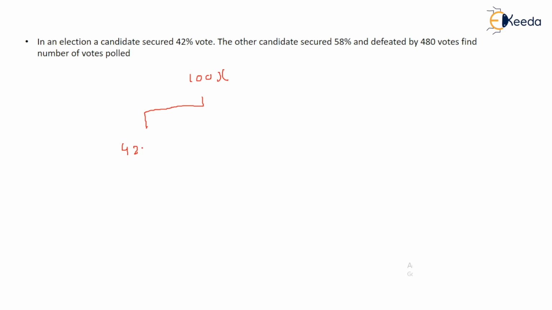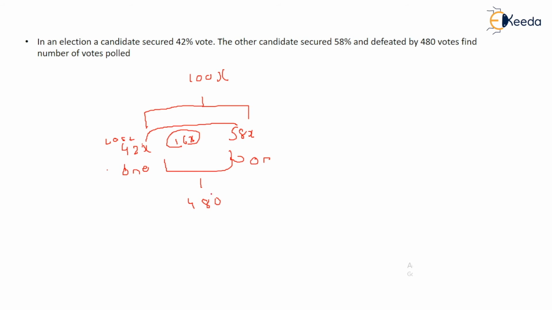This is 42x. One person lost. Another person got 58x. He won. Right? He lost and he won. So 58x, and the difference between this is how many votes? 480 votes. Means I can simply say that the difference between 58x and 42x is 16x, and this 16x value is how much? 480 votes.